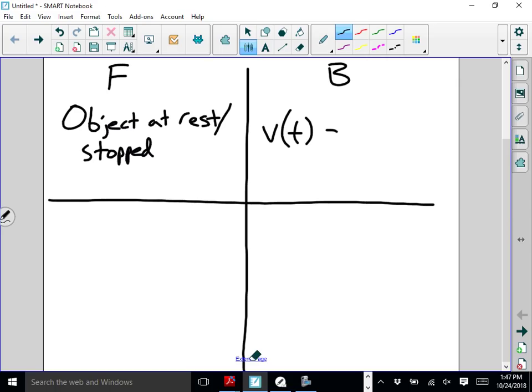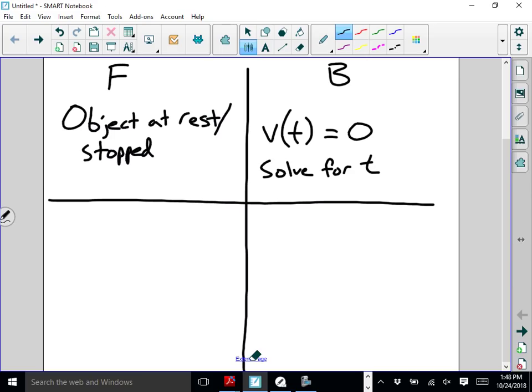So get to your velocity equation. You may be given it. If not, do a derivative to get to your velocity equation and set the whole equation equal to 0. That's all you have to do and solve for t. Okay. So that needs to be absolutely automatic. We do that every single time.